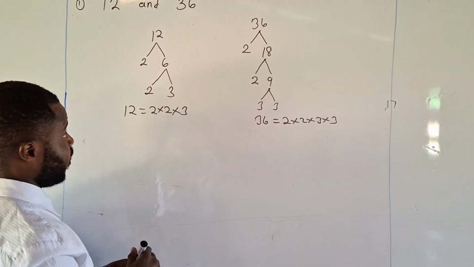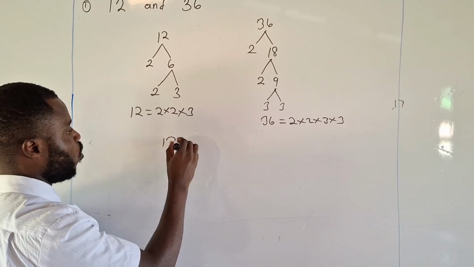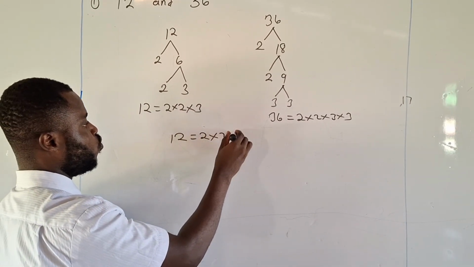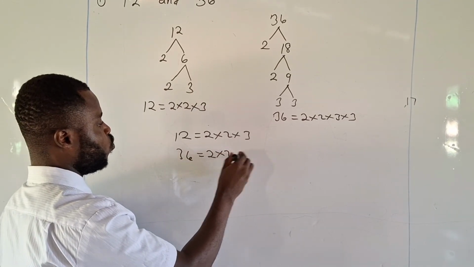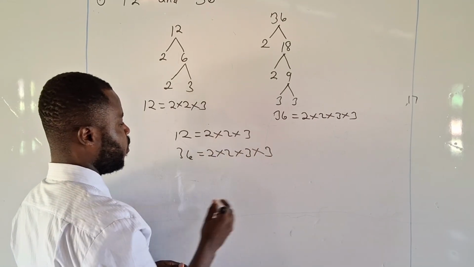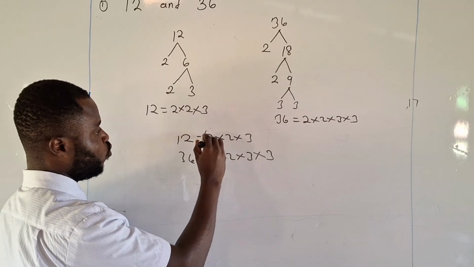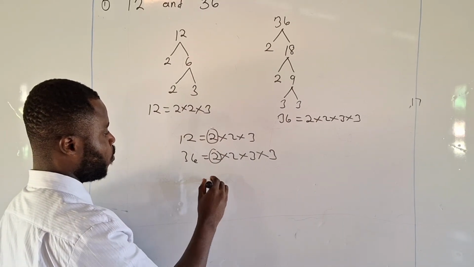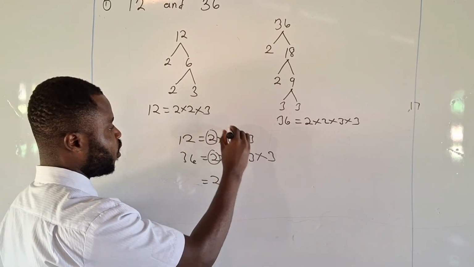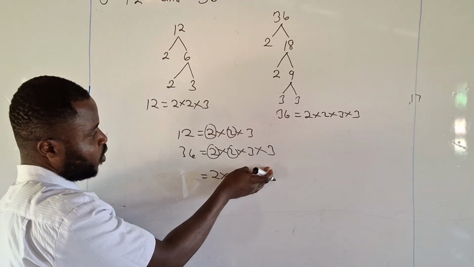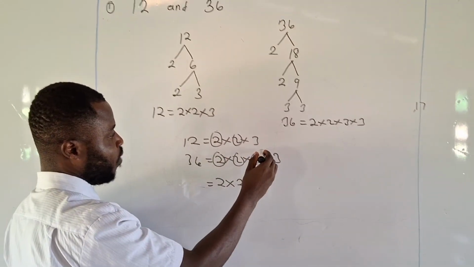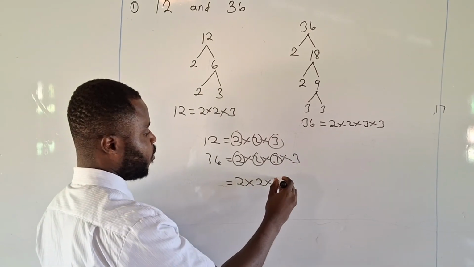Now we come to find the HCF. We have 12, which is 2 times 2 times 3. Then we have 36, which is 2 times 2 times 3 times 3. We are going to select the HCF. Now 2 here is common, here is common. So we write 2. We have another 2 here, another 2 here, times another 2. Now for the 3, 2 are here, 1 is here. So the common one, we have 1 three, times 3.